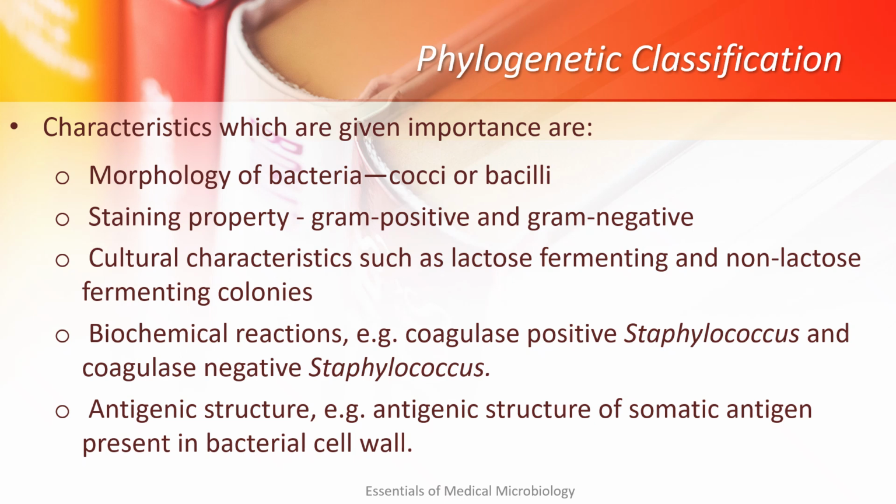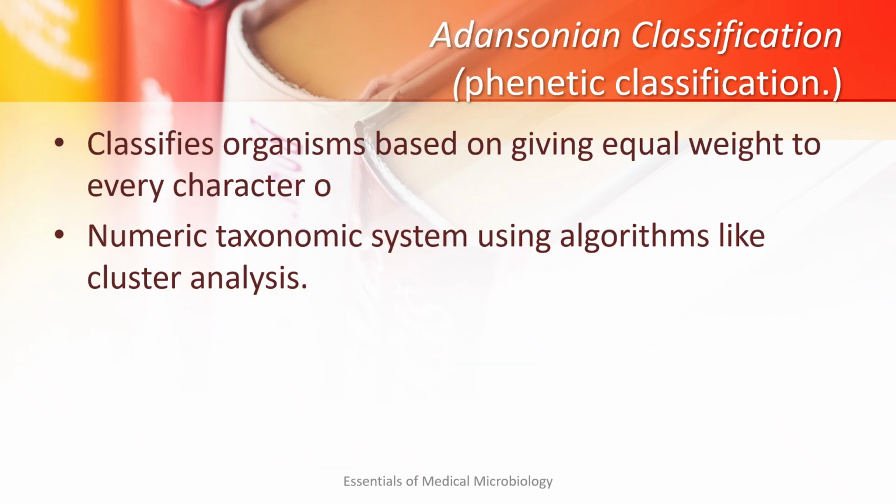or bacilli; by staining property, whether it is gram positive or gram negative; by the cultural characteristics, such as whether it is lactose fermenting or non-lactose fermenting colonies; in biochemical reactions, whether they are coagulase positive or coagulase negative; based on the antigenic structure, such as the somatic antigen present in the cell wall. For the flagellar antigen, they won't be present on the cell wall.